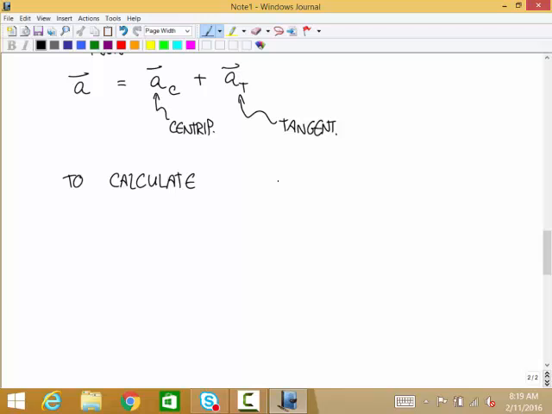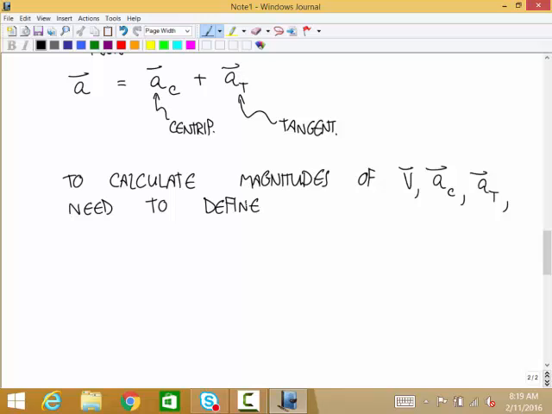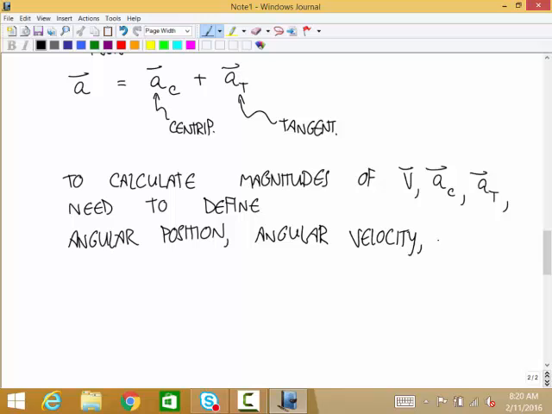So to calculate the magnitudes of the velocity vector, the centripetal acceleration vector, and the tangential acceleration, we need to define the angular position, angular velocity, and angular acceleration.